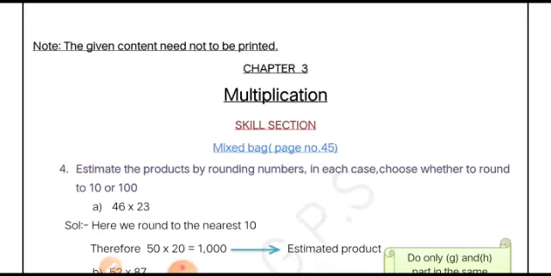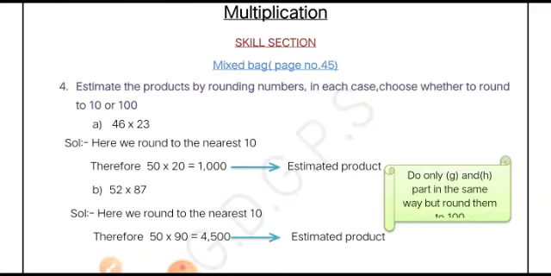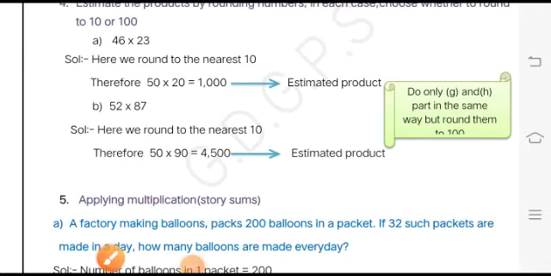And as we know, whenever we have to estimate any operation, we first have to round off the numbers. So let's round off the numbers in part A. It's 46 into 23. Here we have rounded off the numbers to the nearest tens, and you can see the estimated product is 1000. For part B, we have again rounded to the nearest tens. 52 is rounded down to 50 and 87 is rounded up to 90, and the estimated product is 4500.